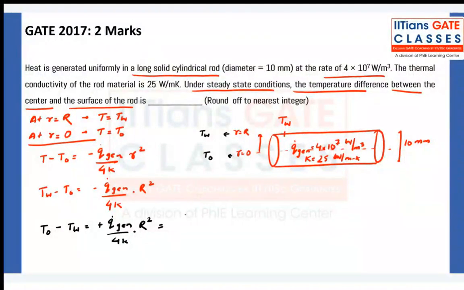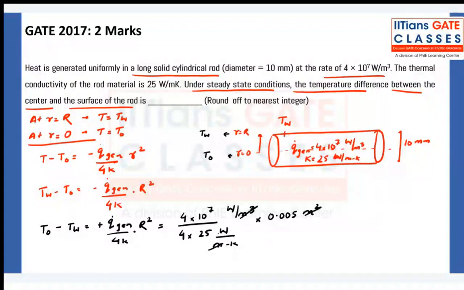Okay. So q dot generation, how much is this? 4 into 10 to the power 7 watt per meter cube. 4k. How much is k? 25 watt per meter Kelvin, and R square. R is 5 millimeter, so 0.005 meter square. So you can cancel this meter, and watt will be cancelled here. When you solve this, you will get 10.